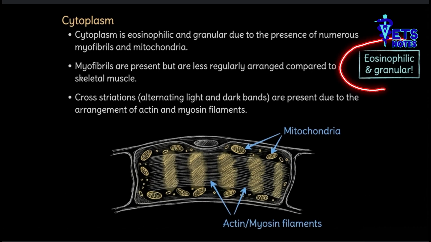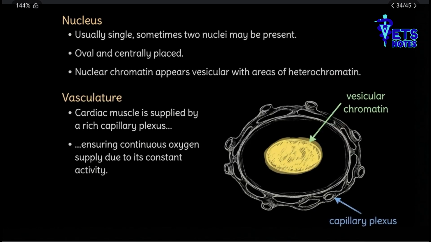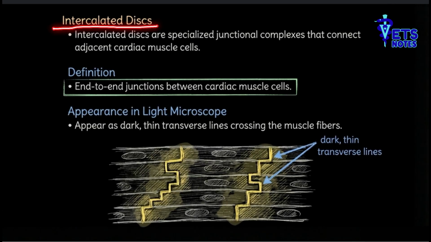So, eosinophilic and granular. Nucleus: single, sometimes two nuclei may be present, oval and centrally placed. Nuclear chromatin appears vesicular with areas of heterochromatin. Vasculature: cardiac muscle is supplied by a rich capillary plexus, ensuring continuous oxygen supply due to its constant activity, because the heart is beating continuously. This point is very, very important.